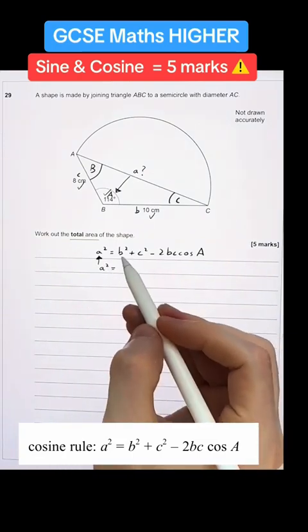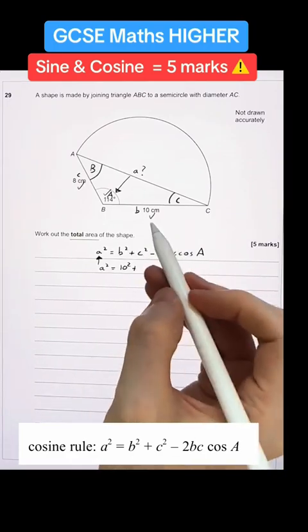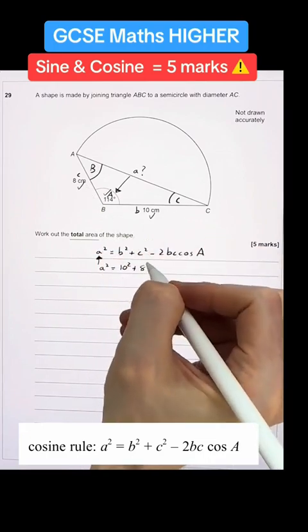Substituting to my formula, well, A is what I'm finding, so I leave A squared alone on the left-hand side. Here I want B squared. B for me is 10, so B squared will be 10 squared. Plus C squared. C for me is 8, so it's going to be plus 8 squared.